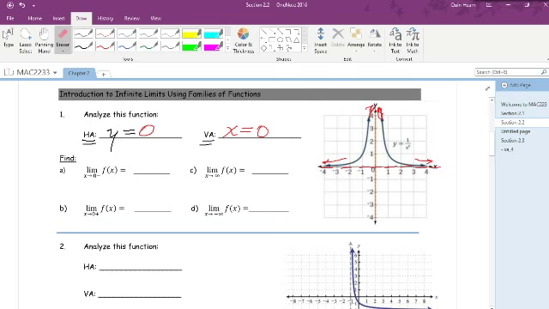Okay, so now let's find some limits here. These are going to be limits involving infinity. We haven't done that before. And they involve infinity because of these asymptotes. So here, for example, let me zoom in a little bit.